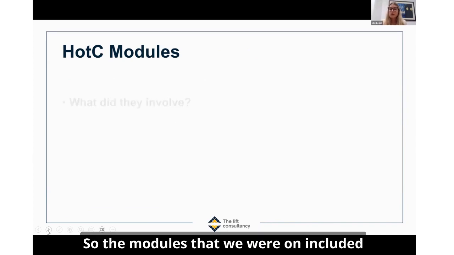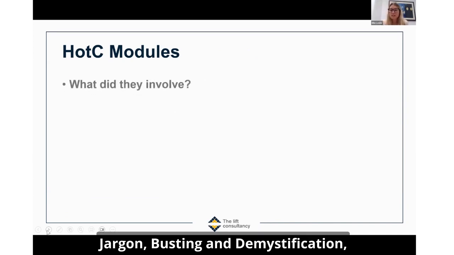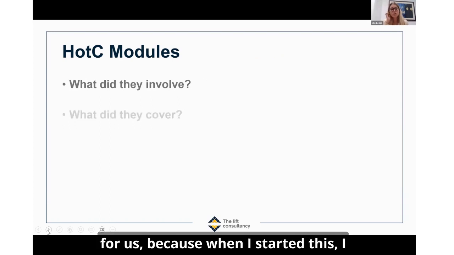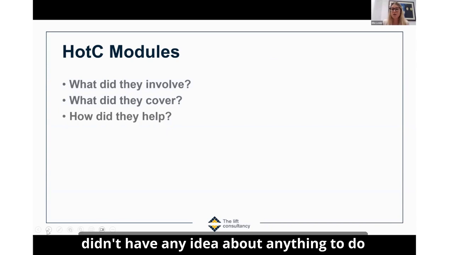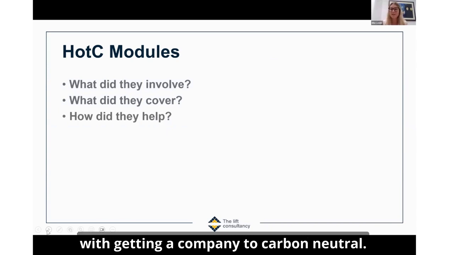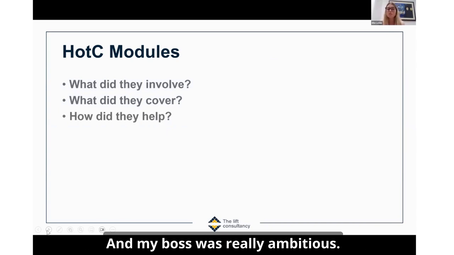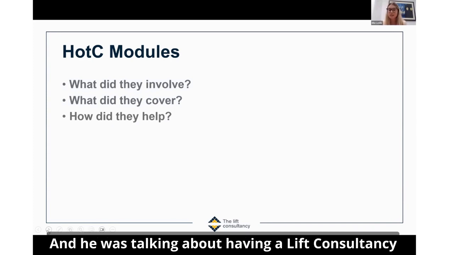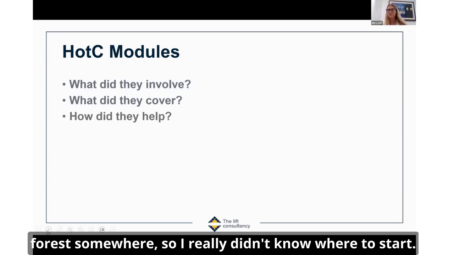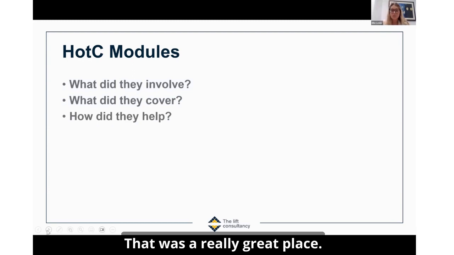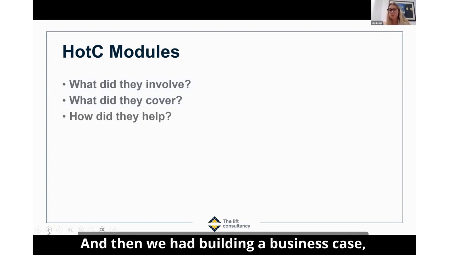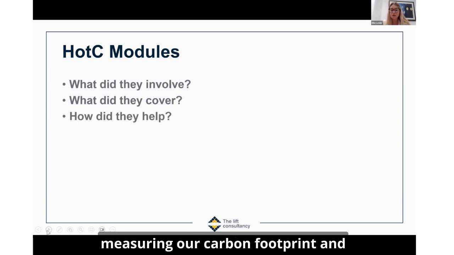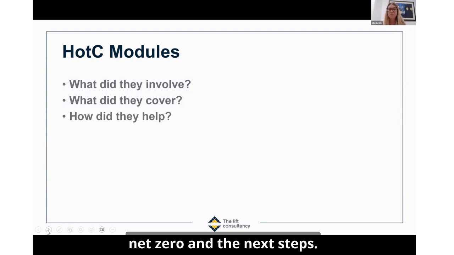So the modules that we were on included jargon busting and demystification, which was really good for us because when I started this, I didn't have any idea about anything to do with getting a company to carbon neutral. And, you know, my boss was really ambitious. This was really something they wanted. And he was talking about having a Lift Consultancy forest somewhere. So I really didn't know where to start. So that was a really great place. And then we had building a business case, measuring our carbon footprint and the net zero and the next steps.